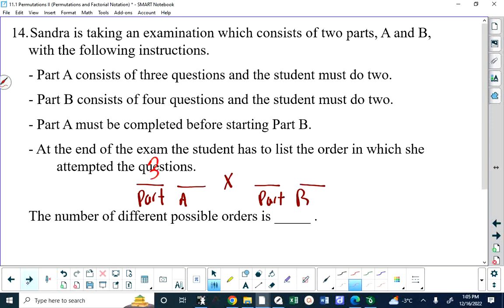So the first one she completes, she has a choice of any of those 3. And the second one she completes, she's already done 1, so there's 2 remaining. And she must complete 2 from the 4 question set. There's 4 to choose from for the first one she decides to do, and there will be 3 to choose from for the second one. It seems as though there should be something missing here, but no, you're just going to go 3 times 2 times 4 times 3.